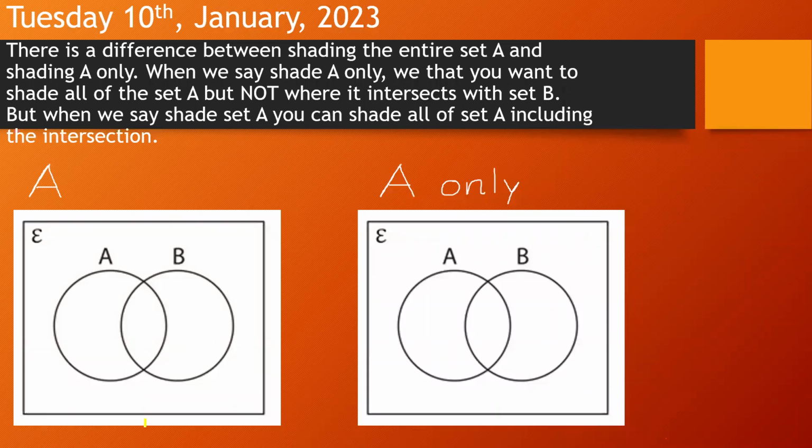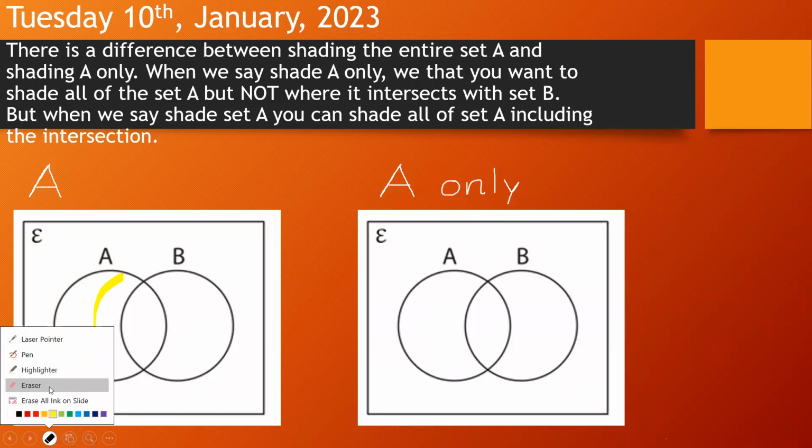Only shade the A part. I shade the A part, so I would shade this part. Would I shade this? No, sir. How about this? No, sir. How about this? No, sir. So I wouldn't shade this. You sure? I said I want A. Oh, all of A, yes, sir. Okay, good. If it was A only, it would only shade the A.